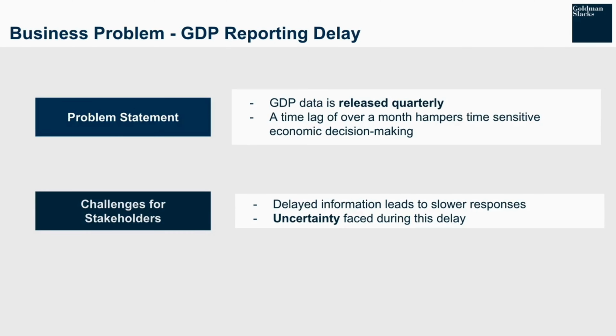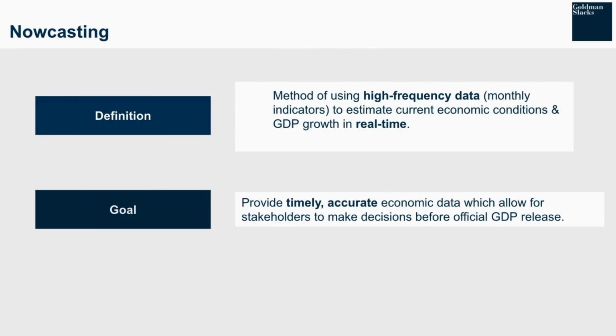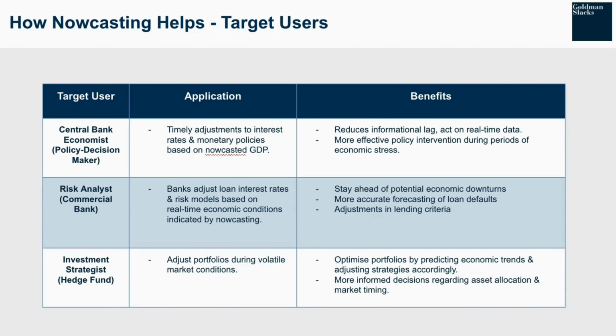Businesses and investors are forced to act on outdated information, which can impact profitability and strategic planning. Our solution, Nowcasting, leverages high-frequency economic indicators such as monthly data on consumption, employment, and inflation to provide real-time GDP estimates. This allows decision makers to react faster and more accurately to current economic conditions long before official GDP reports are available. Our Nowcasting solution is designed for a variety of users.